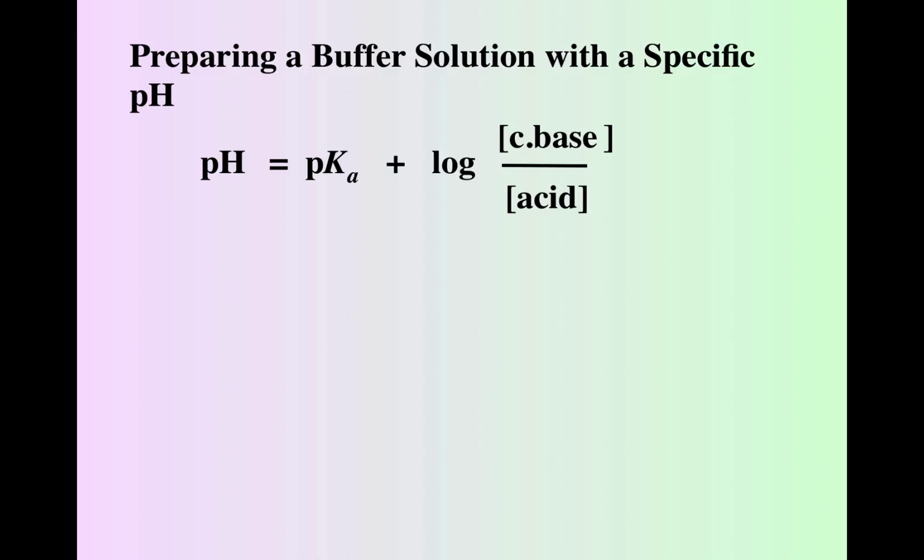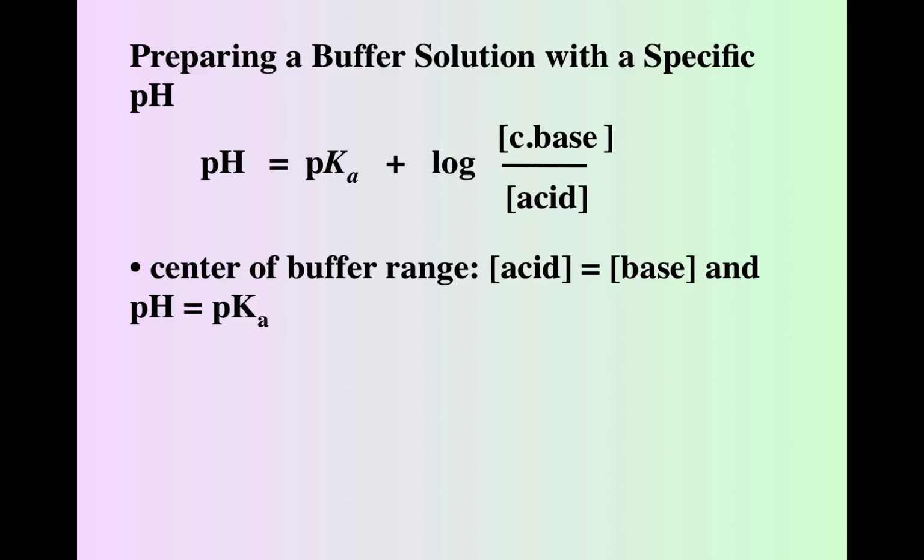When we're making buffers, we want to pick an acid where its Ka or its pKa is close to the pH that we want. So that's how you start this, right? You say to yourself, all right, what does the ratio of the conjugate base to the acid have to be to buffer at a pH that I'm interested in, right? And you pick a pKa close to your pH.